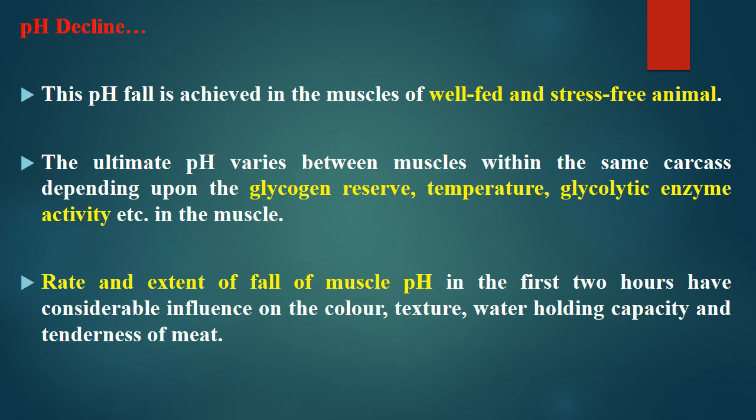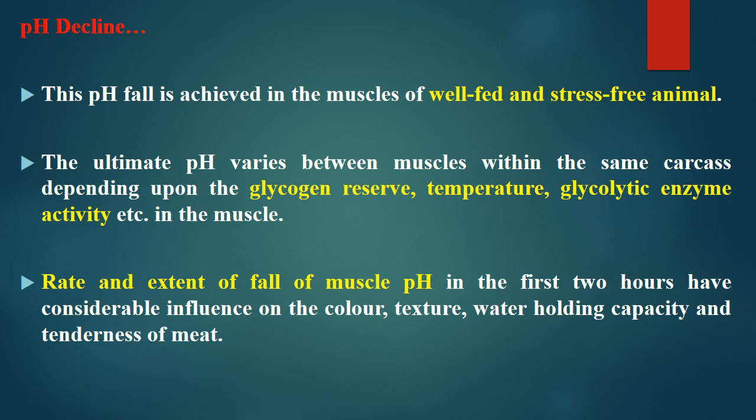So different muscles will have different glycogen reserves, the temperature may vary between inner muscle and outer muscle, and the enzyme activity will also be different between muscles. So the conversion of glycogen, accumulation of lactic acid and pH fall, or ultimate pH, will be different in different muscles.